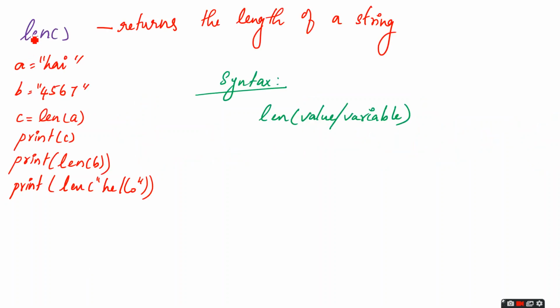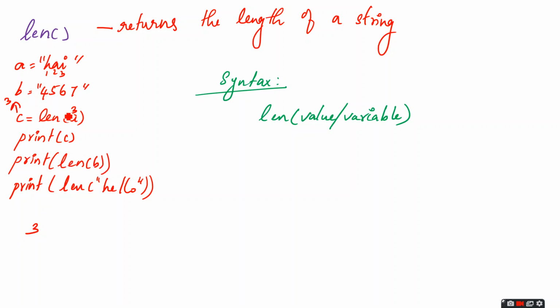Along with those functions, we are going to learn about the len function, that is the length function. This function returns the length of a string. For example, a equal to "hi", b equal to "4567". These are all enclosed in double quotes, so they are strings. Now c equal to len of a. Len of a means how many characters are there? 1, 2, 3. So the length of a is 3. Now c refers to the value 3. Print c, the output will be 3.